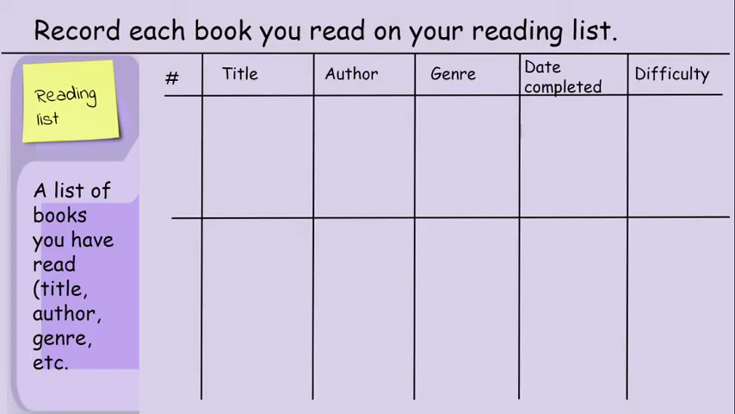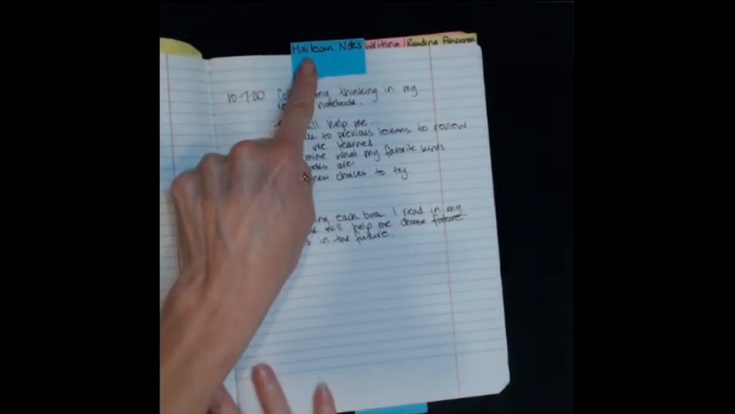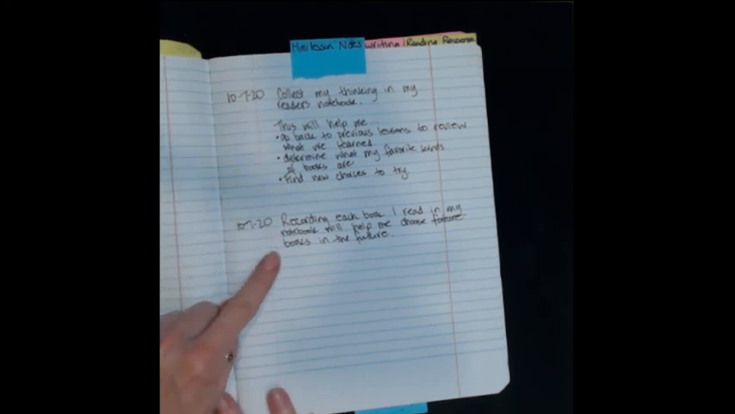Now turn your attention back to that notes section. In the mini lessons section, you are now going to write: recording each book I read in my notebook will help me choose books in the future. Pause the video right here if you need to copy this slide. You can see in the Reader's Notebook under Mini Lesson Notes, here are the notes we wrote previously, and here are the notes we wrote about this lesson.